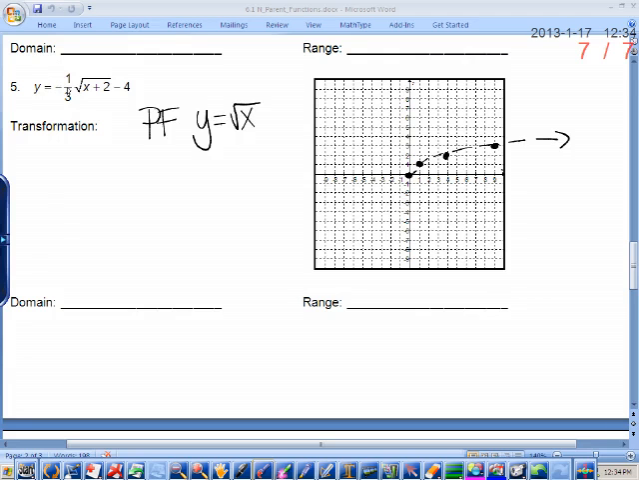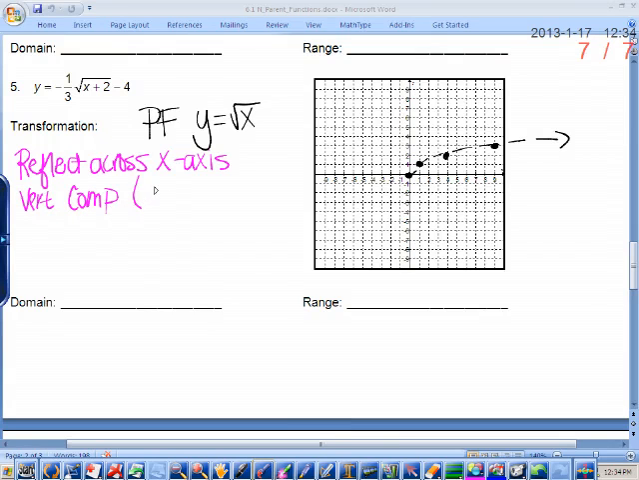Nope, deal with this negative first. Reflect across the x-axis. Yeah, it's on the outside, so it affects the y values. So we've got to flip it down. Okay, then that 1/3, what does that do? Okay, vertical compression. And we take each y value and multiply it by 1/3.